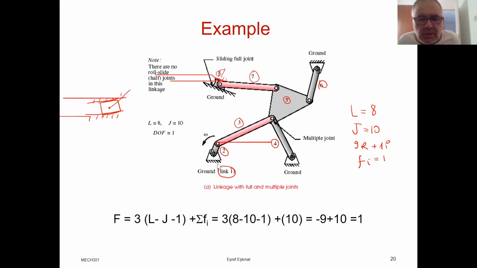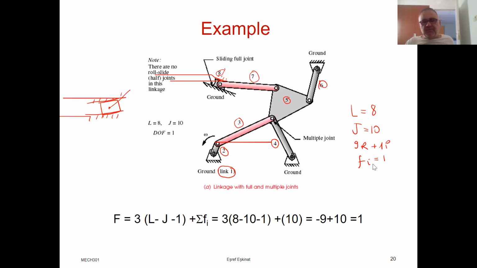Okay, so this is 1, this is 2, this is 3, this is 4 and 5, because there are multiple joints here, right? This is 6, this is 7, this is 8, this is 9. These are all revolute now. And there is the prismatic joint on the ground. So 1 prismatic, so 10 joints. Thank you hocam. Thank you so much.